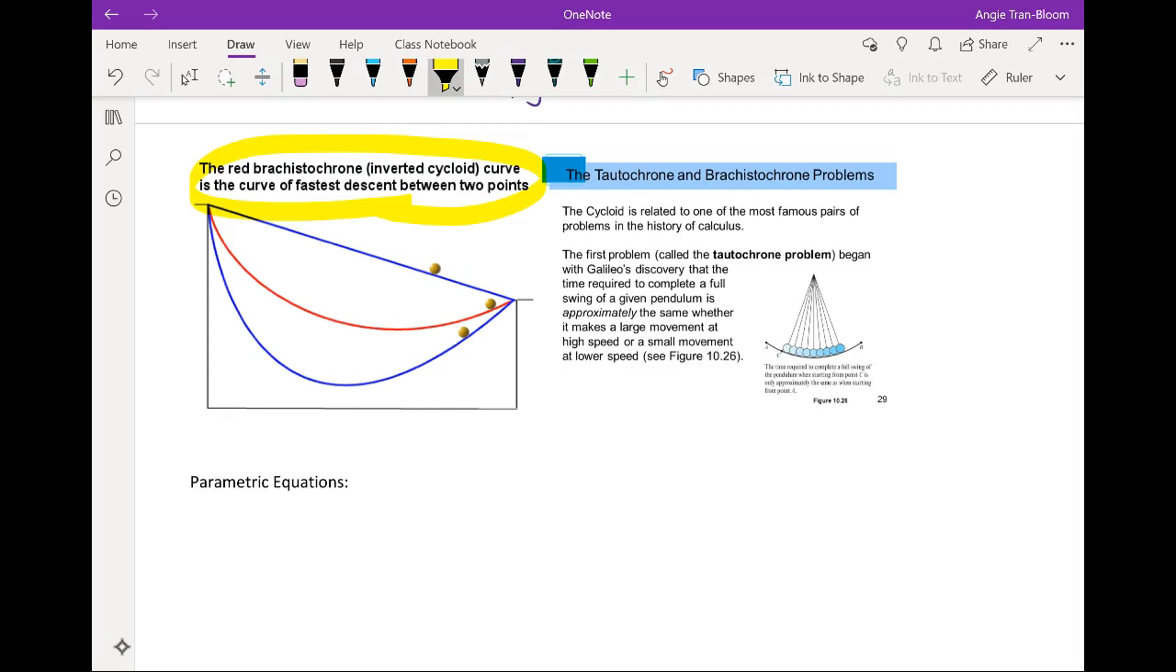Sometimes it's not always. Can you help me read these first two, Claire? Thank you. Paragraph, John, this long paragraph. The first problem, called a Tautochrone problem, began with Galileo's discovery that the time required to complete a full swing of a given pendulum is approximately the same whether it makes a large movement at a high speed or a small movement at a lower speed.